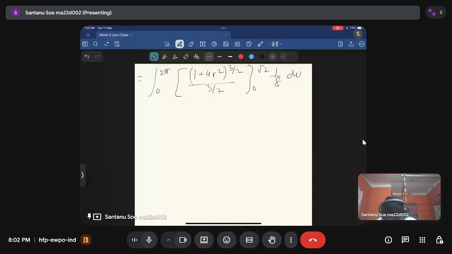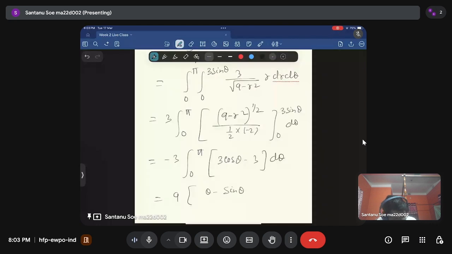So this is 9 times theta minus sine theta from 0 to pi. So this is just 9 pi. So yeah, this should be the answer of this question. I hope this is clear now.